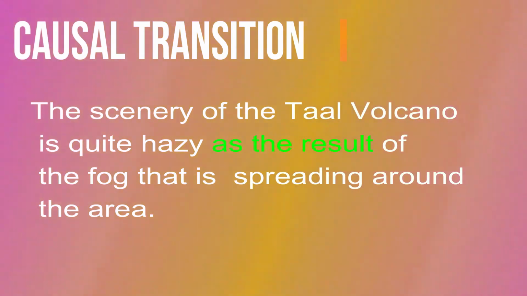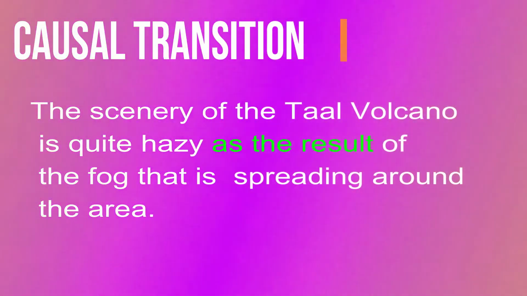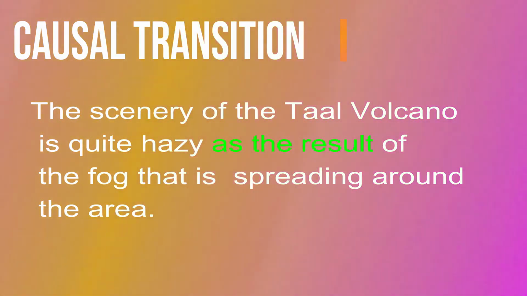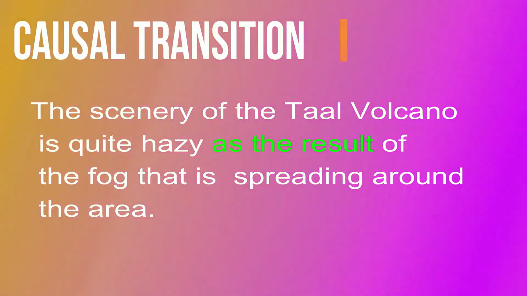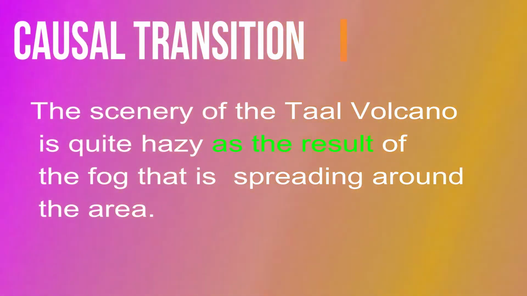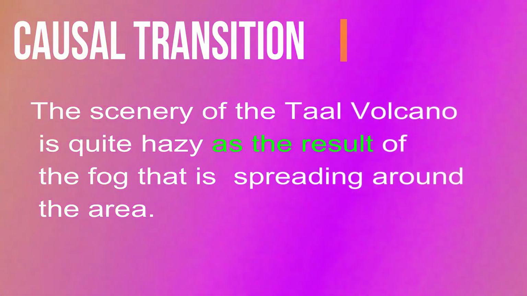The scenery of the Taal volcano is quite hazy. Why is it hazy? Because of the fog that is spreading in the area. The two concepts are then connected with a causal transition as a result.